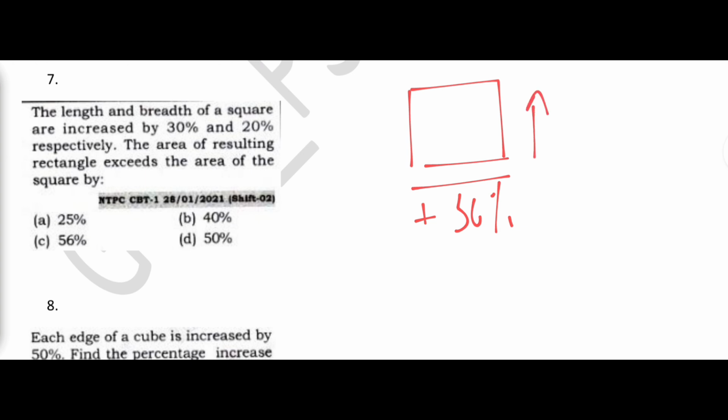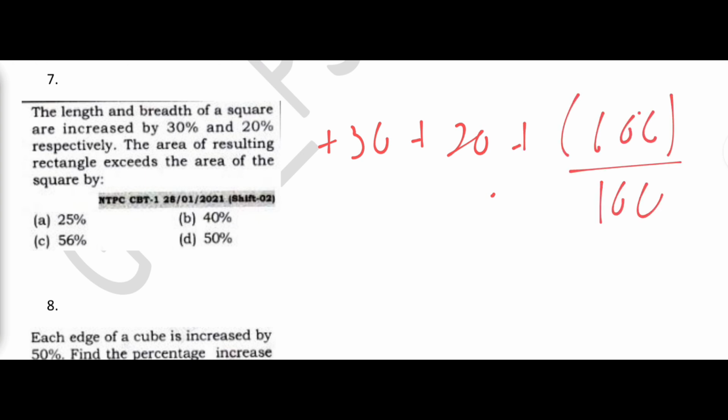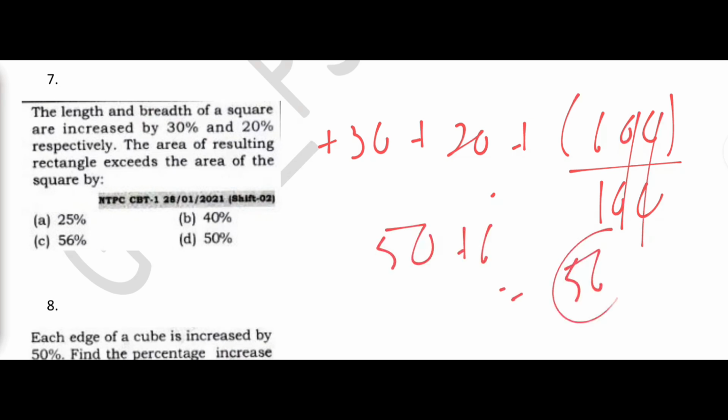The length and breadth of a square. See guys, initially we have a square and assume this is a length. They increase it by 30% and breadth they increase it by 20%. We have to find the area of the resulting rectangle exceeding the area of the square by. Okay, same formula again, plus 30 plus 20 plus 30 into 20 divided by 100. The zeros get cancelled. 50 plus 6, which is 56%. Okay, simple.